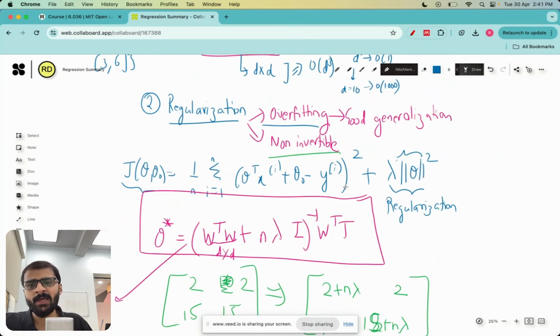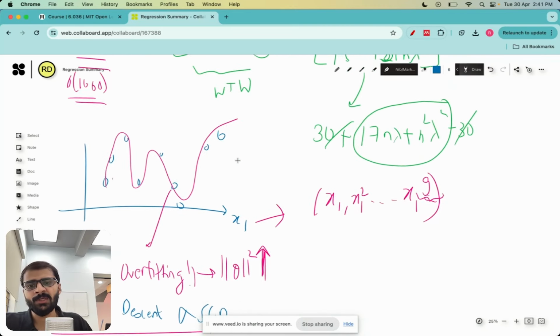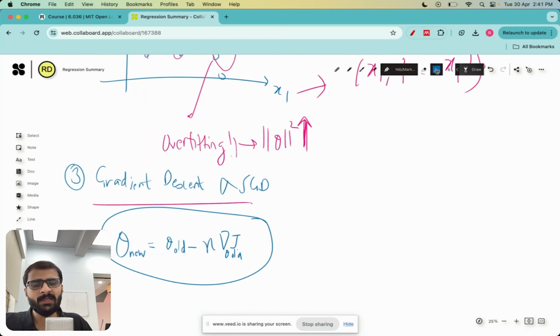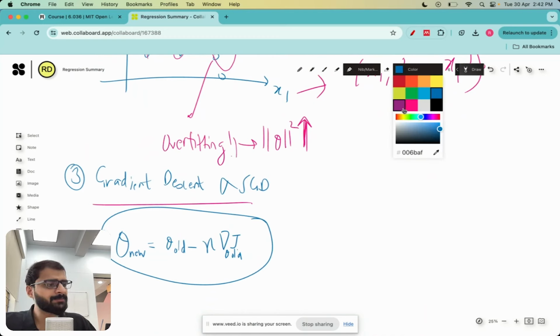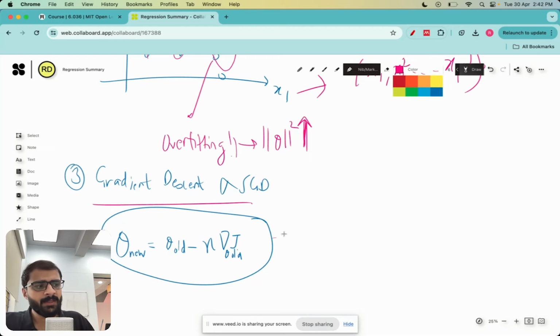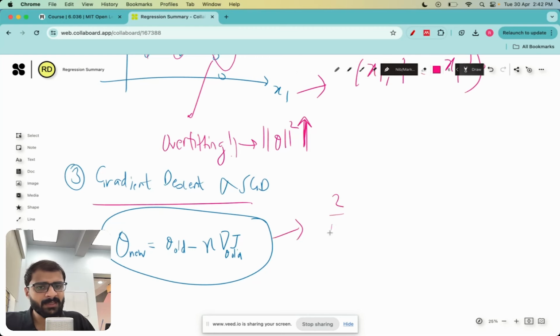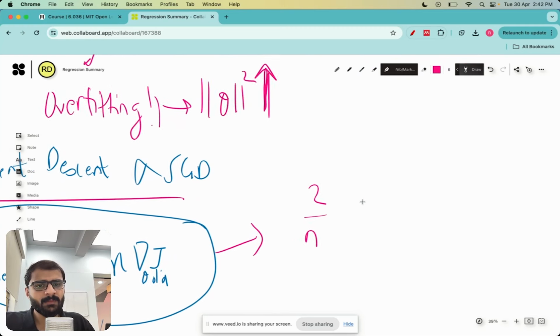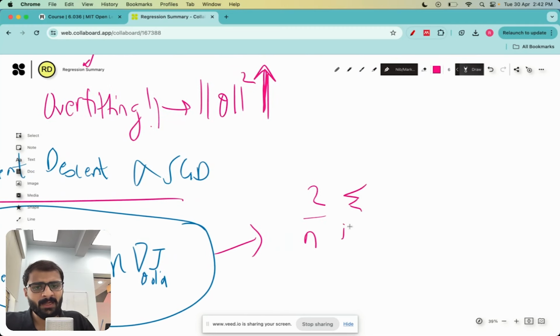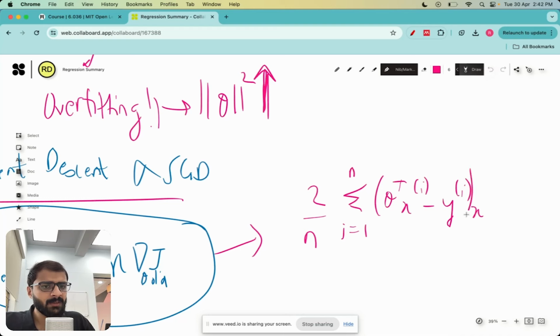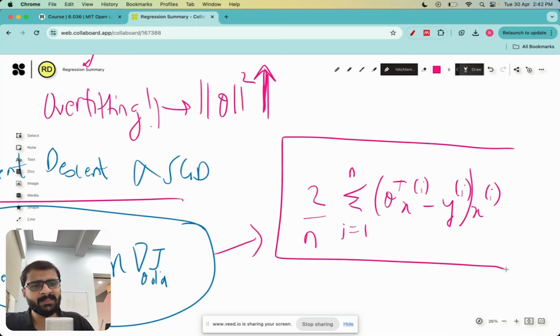you have to find the gradient for all of these data points. So it turns out that the gradient looks something like this: 2 by n, sigma i goes from 1 to n, theta transpose xi minus yi, into xi. So the gradient looks like this.